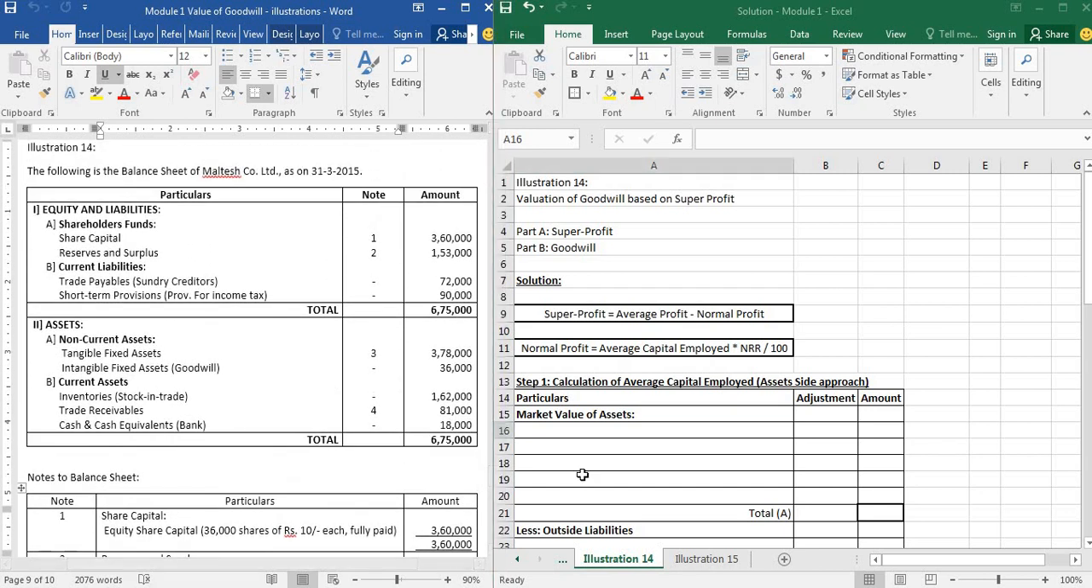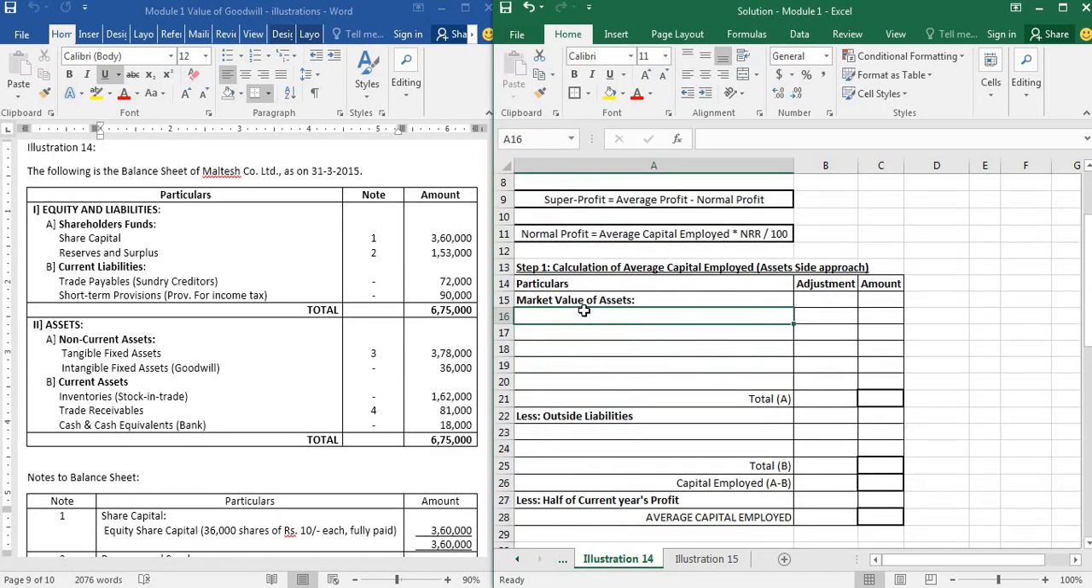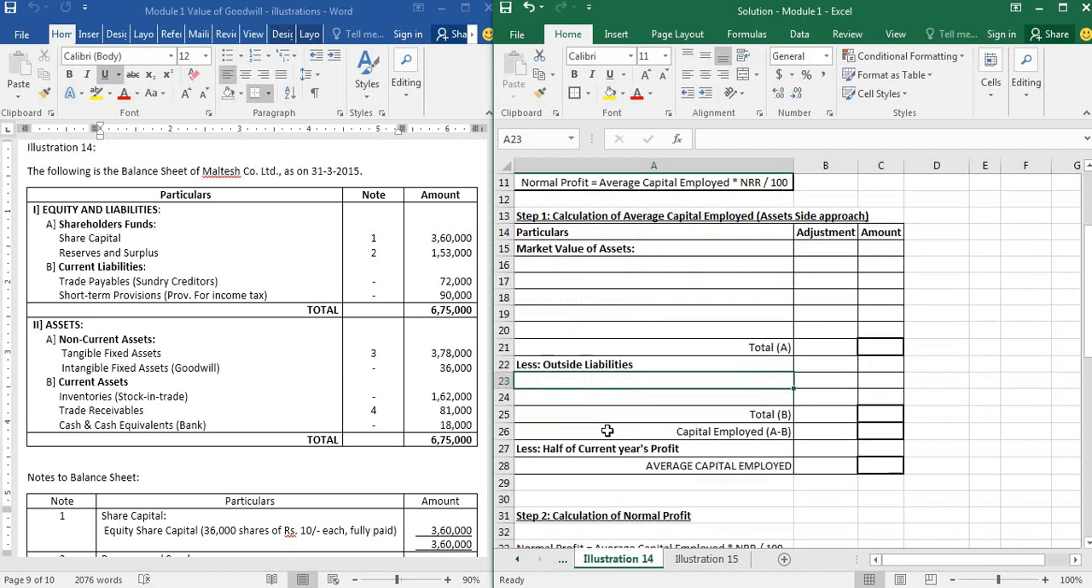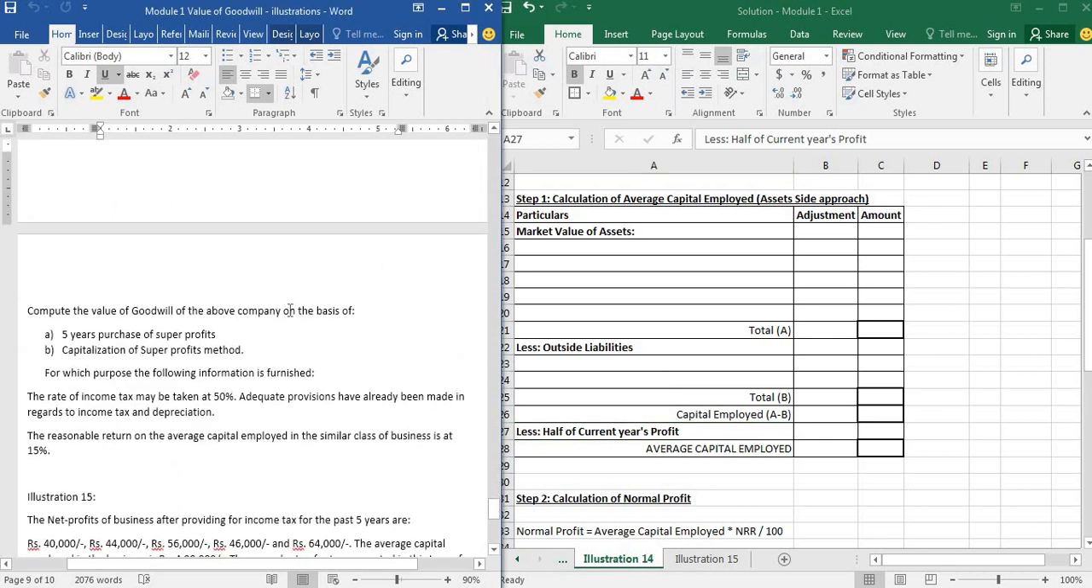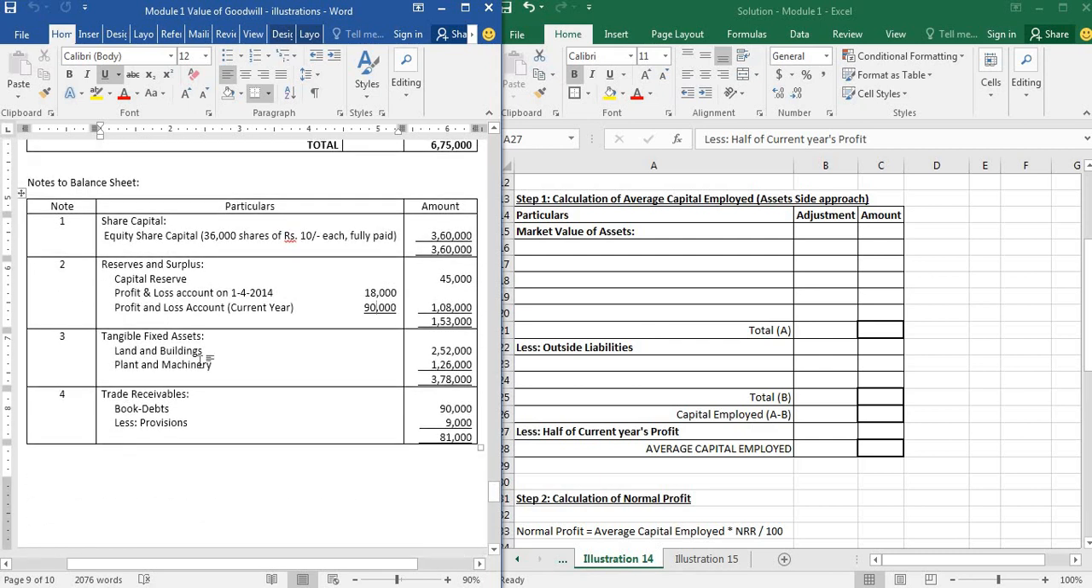In order to find out average capital employed, we have a table that we have to draw. Particulars, adjustment, amount. We have to take the market value of all the assets, subtract outside liabilities from it, and then also subtract half of the current year's profit. This is the chart that you guys need to remember. There is no market information given about assets, so we directly have to take book values.